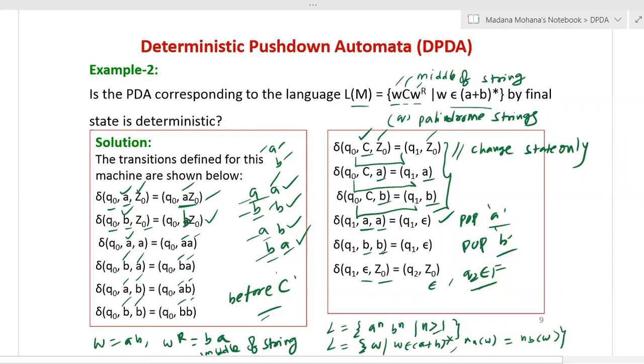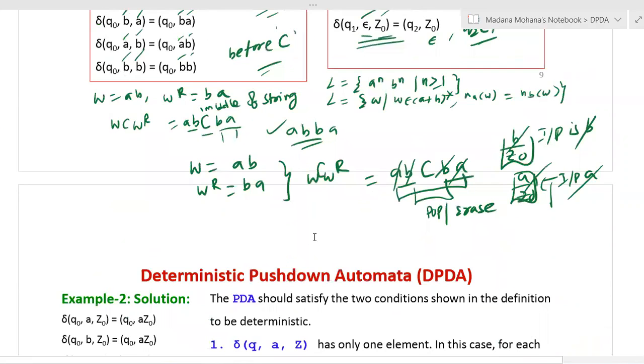Then coming to the second condition, with empty input and the initial symbol of the stack. So here the definition is there. This is always empty only. So the second condition is also satisfied here. So now this PDA is also a deterministic pushdown automaton.